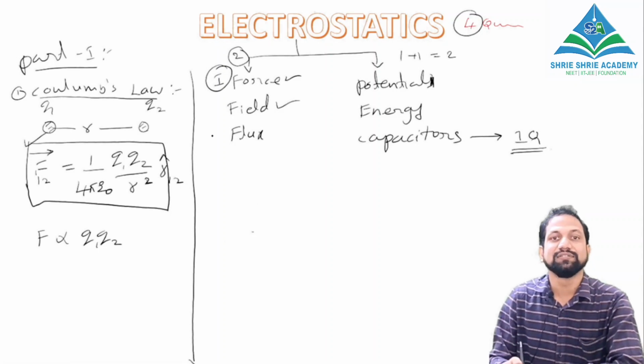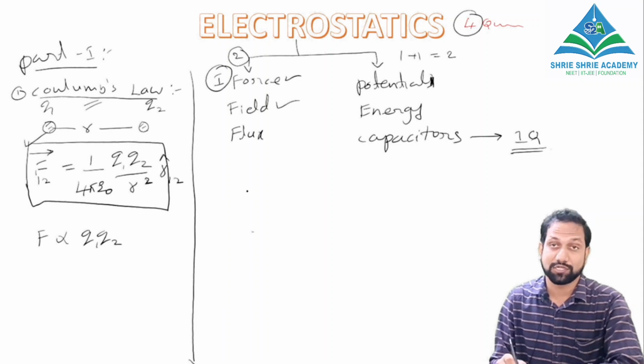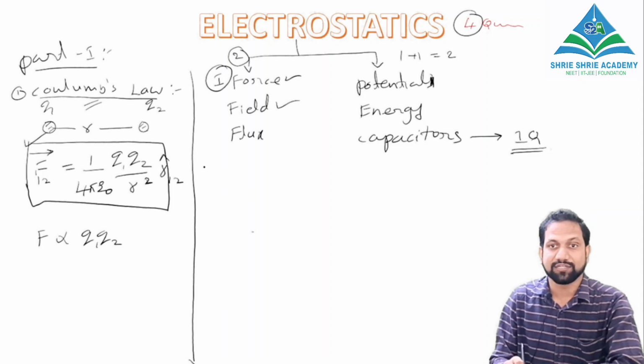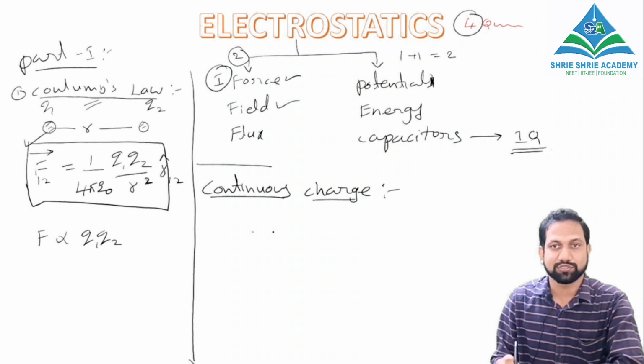Next, after Coulomb's law. Coulomb's law is applicable only for point charges. What if the charge distribution is continuous? Here comes the situation of a continuous charge distribution. There will be discrete charge distribution and continuous charge distribution, both. If it is a continuous charge distribution, there will be 3 kinds again.